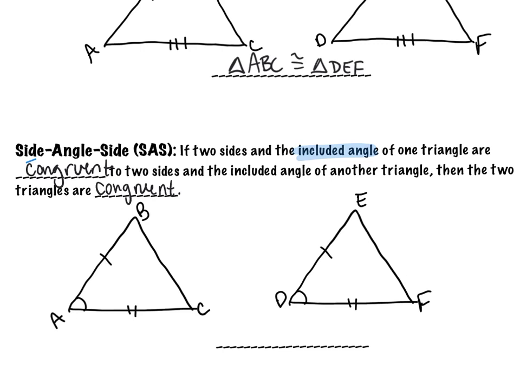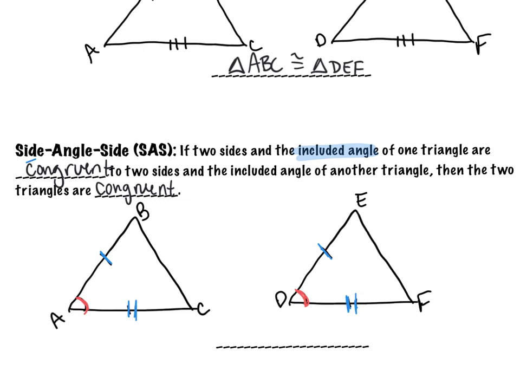But let's break this down, right? What does it mean to be an included angle? It's the one that has symbols to signify congruence. So I've got the 2 sides, right? That's what I just highlighted in blue. And if I look, the 2 angles that are congruent are A and D, right? A and D, if you notice, are between the 2 marked blue sides. That's what it means to be included. It's just in between the 2 sides.